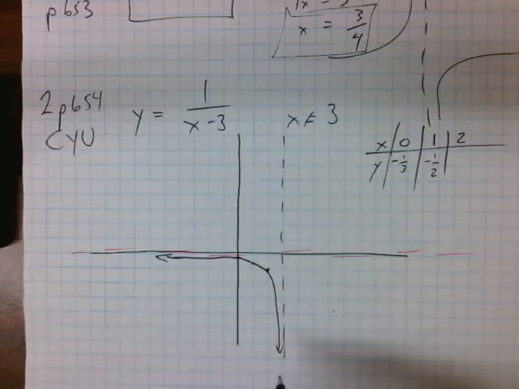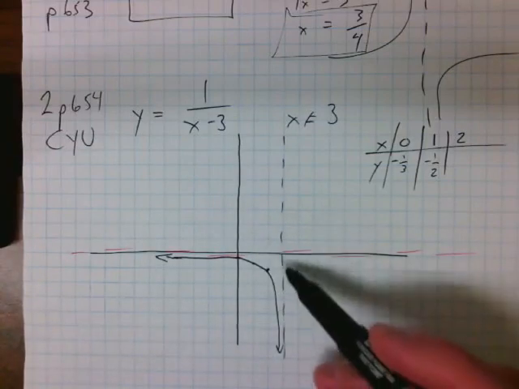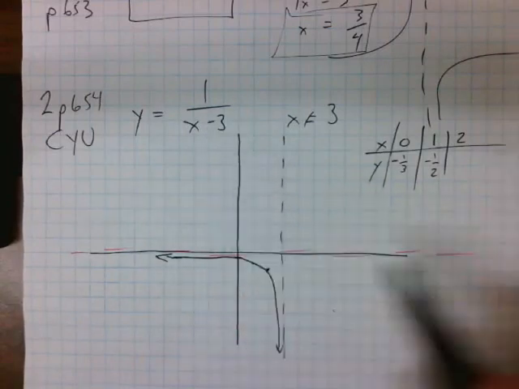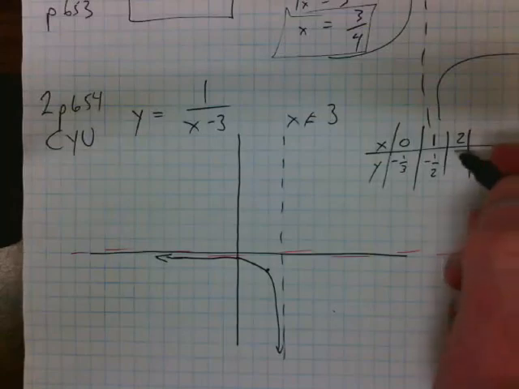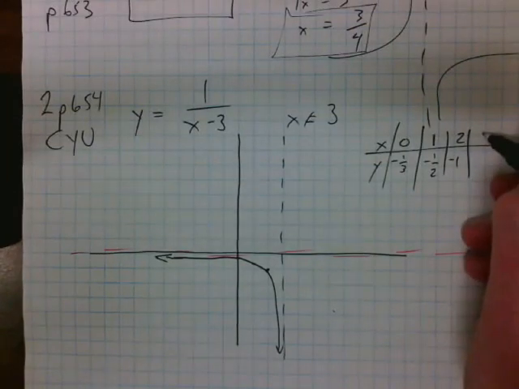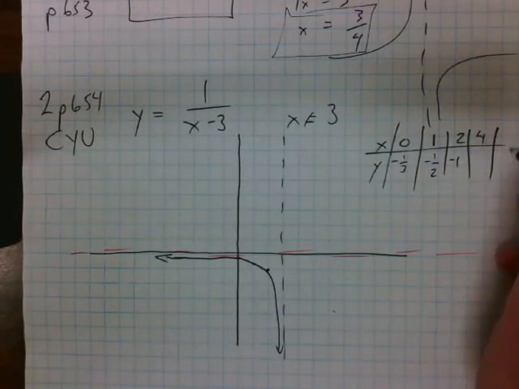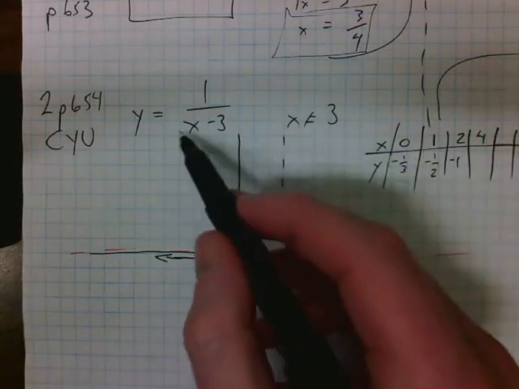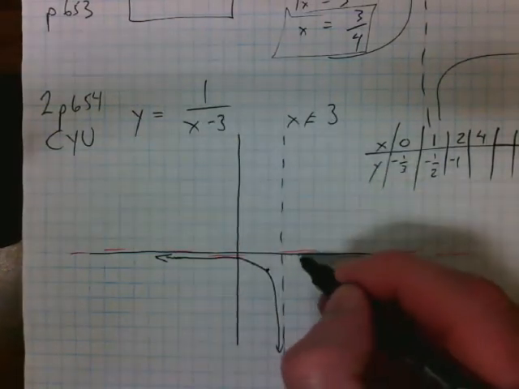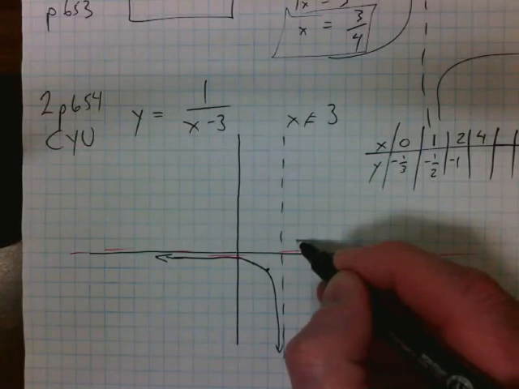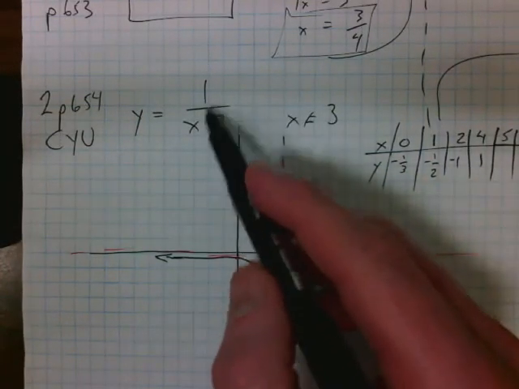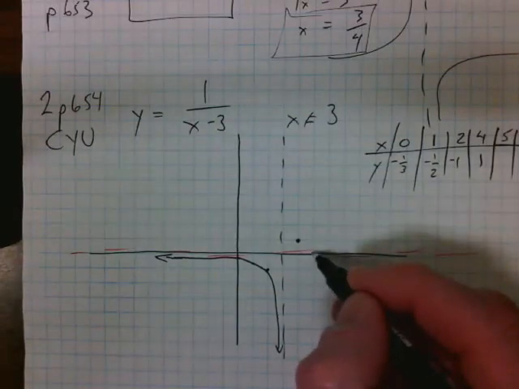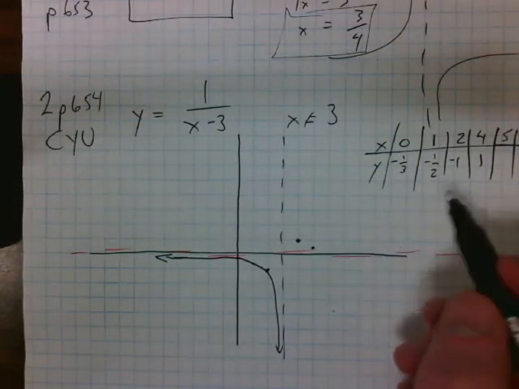Okay, now if I plugged in 3, it wouldn't work. It'd be 1 over 0. That's undefined. So I'm going to take a couple points over here just to make sure I'm doing everything right. 2 was negative 1. So let's do 4. We're skipping 3. 4, it's going to be 1 over 1. This is 4. So it's going to be 1. 5 is going to be 1 over 2, so it's a half. 5 is going to be a half. Can you see where this is going?